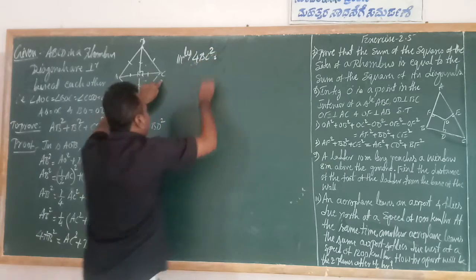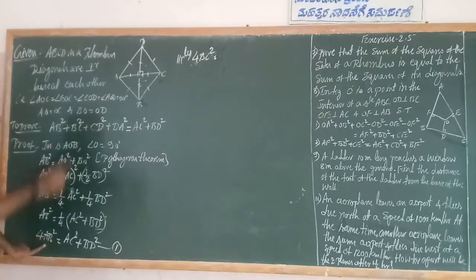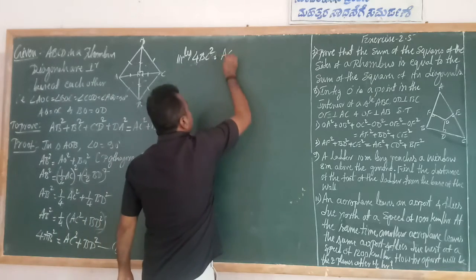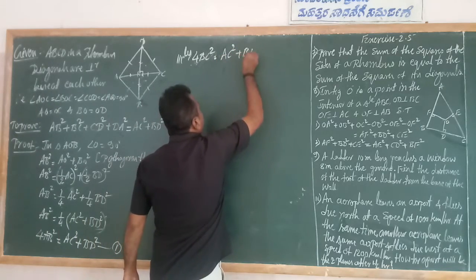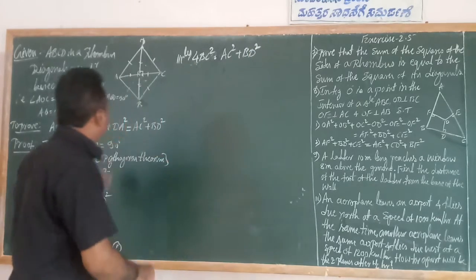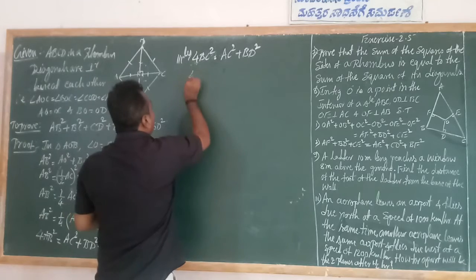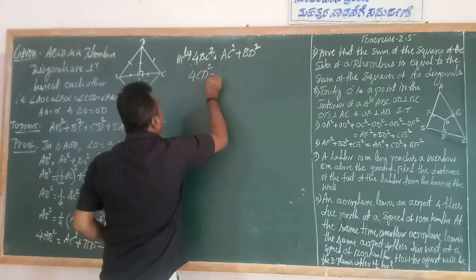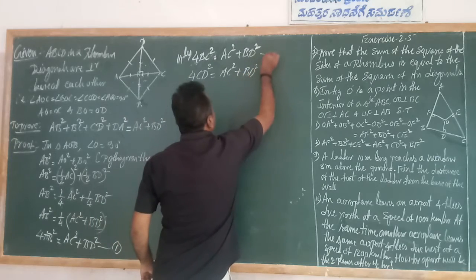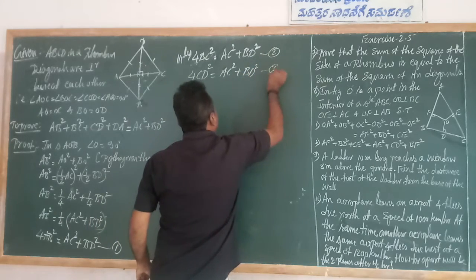4BC square is equal to 4AB square, like that, 4BC square, so AC square plus BD square, common. Okay, so like that. Next one, BC and CD: 4CD square is equal to AC square plus BD square. So this is called number 2, and this is called number 3.